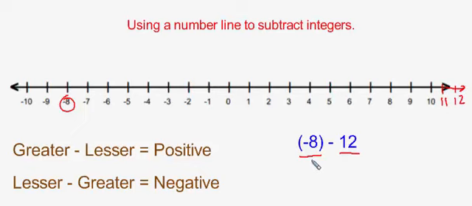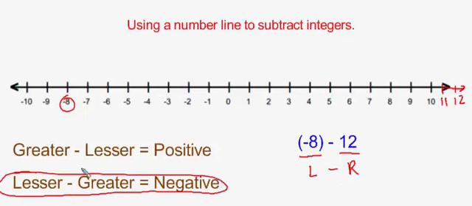Already I can tell you that my answer is going to be negative because I'm taking a number that's on the left and I'm subtracting a number that's on the right. So if you take a number to the left and subtract a number to the right, that means you're taking one of lesser value and subtracting one of greater value. So I am going to get a negative result.